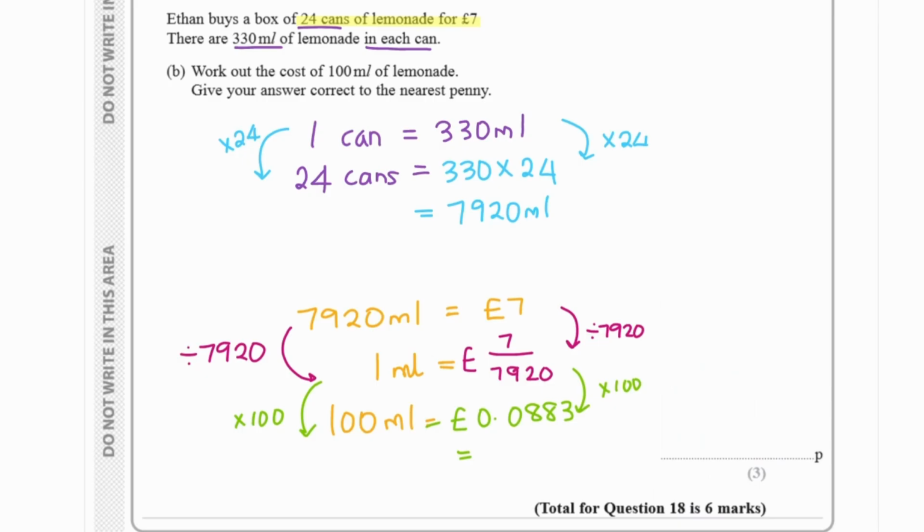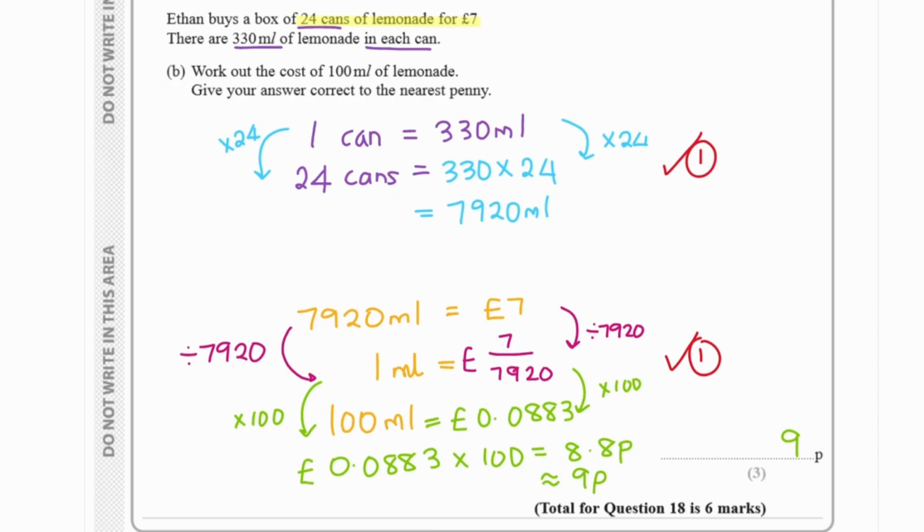Because the question is asking for the answer in pence, we can then just multiply the 0.088 pounds by 100 in order to make it into pence, and that would give us 8.8 pence, and we can round that up to 9 pence. Part B was also a 3-mark question, and we would get 1 mark for first finding out the capacity of 24 cans. The second mark would be for finding out how much we have in 100 millilitres, and the final mark would be for correctly giving an answer of how much it costs in pence.